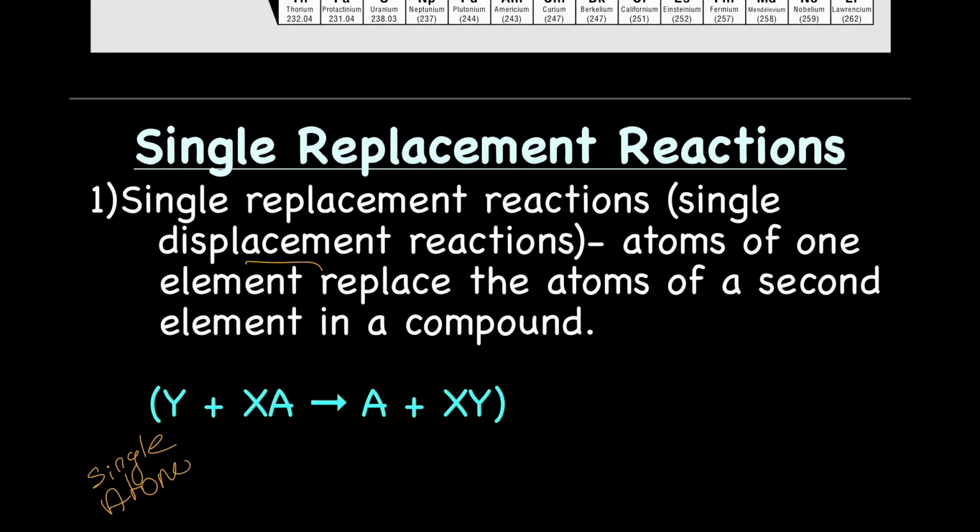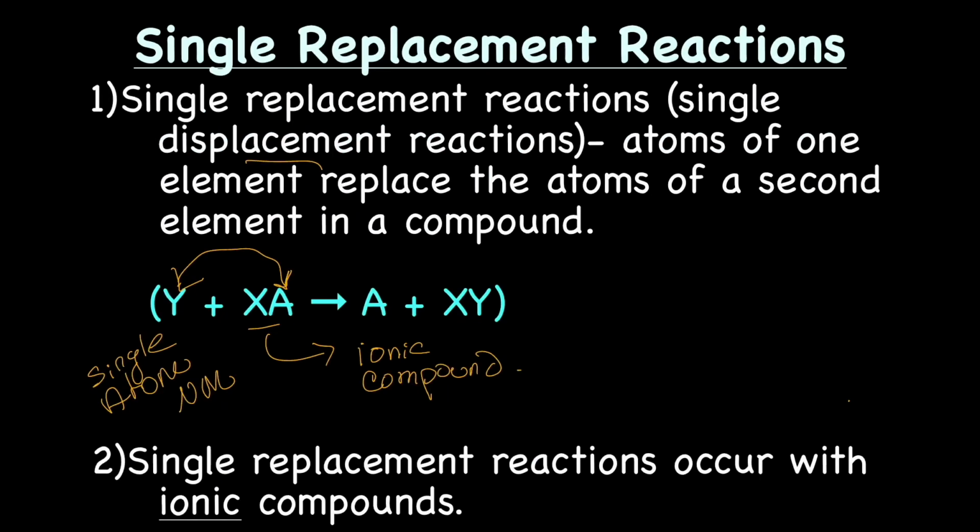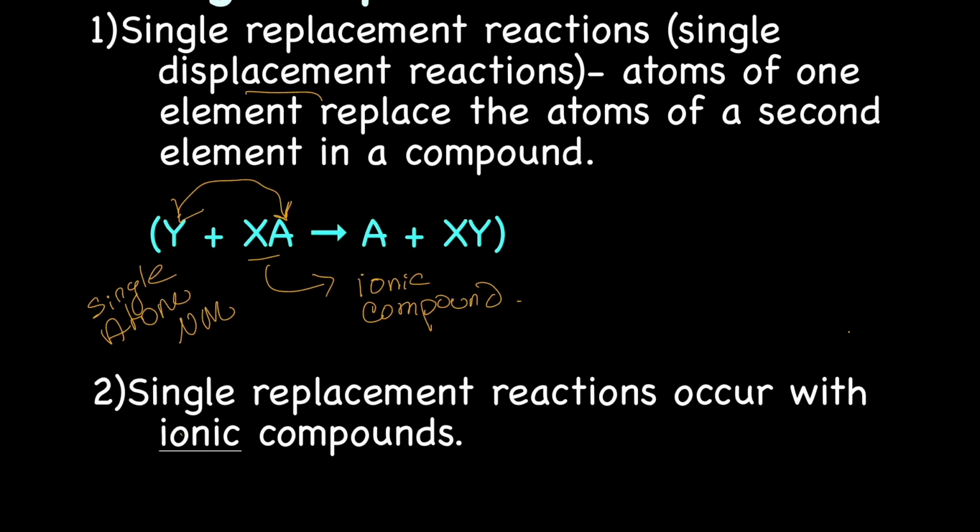And for today, our Y, or our single atom, is going to be a nonmetal. And then we have an ionic compound. When we're talking about single replacement reactions with nonmetals, the ones that are going to be switching places are the 2 nonmetals. So Y is going to switch places with A. And as a reminder, single replacement reactions need to occur with ionic compounds.